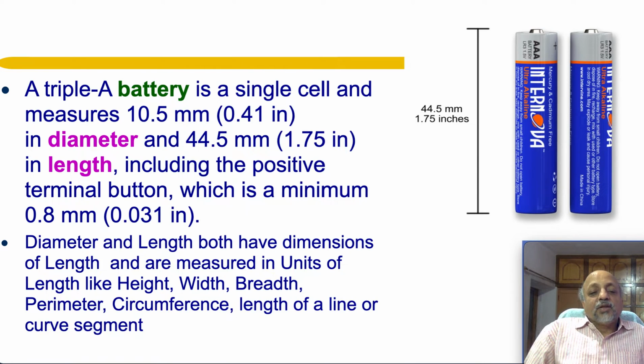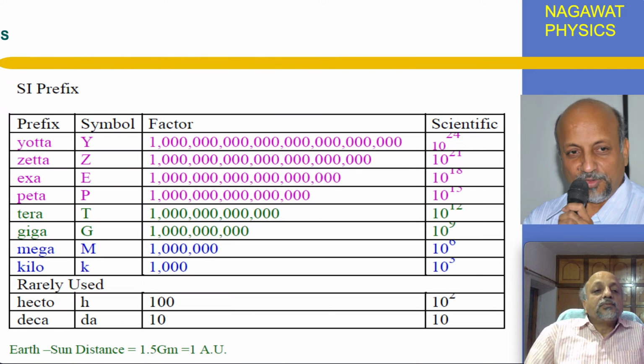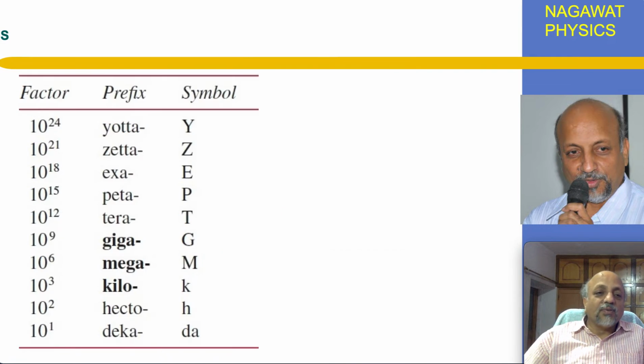Terms like height, width, breadth, length, perimeter, circumference, length of a line segment, and length of a curve segment are different physical quantities, but they all have the same dimension of length, and therefore in the SI unit system they shall be expressed using meter as the standard unit. Now, we have to cover a large range, from the size of the universe to very, very small things, so we have to select certain prefixes, and those have been standardized by SI. You must acquaint yourselves with these standard prefixes, because many times you will find them used in books, questions, and literature.